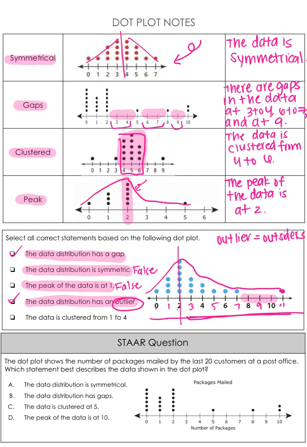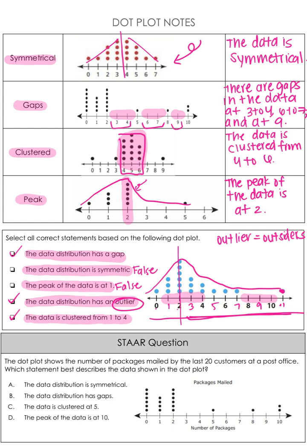Okay, last one for this problem says the data is clustered from 1 to 4. So remember, clusters are when they're grouped really closely together in a certain area. Let's go ahead and find where 1 to 4 is. So that's right here. Are the majority of my dots at 1 to 4? Yes, they are. So we're going to go ahead and mark that as true.